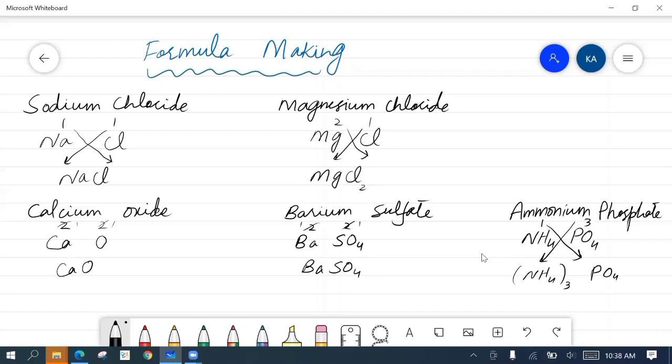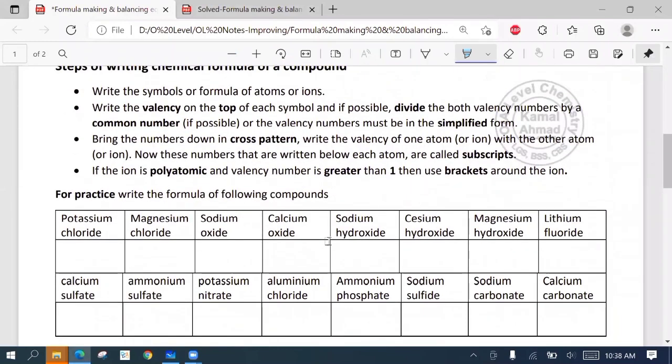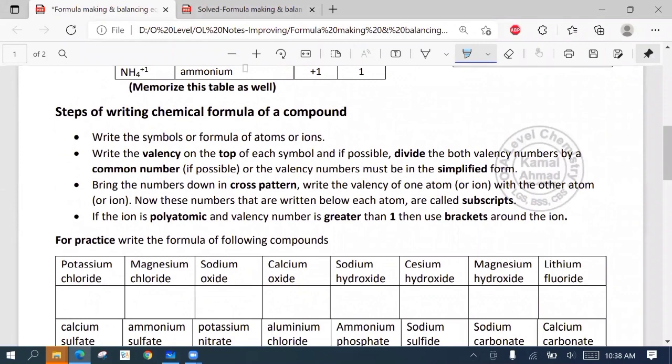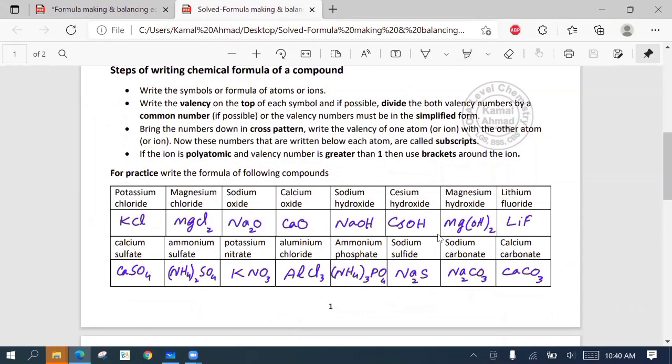In a similar way we can write the formula of other ionic compounds. In my worksheet, below there are some compounds, and before that there are the steps which have been followed to write the formula of these ionic compounds. Now we can write the formula of the ionic compounds given in the table below for our practice. Do practice writing the formula of these ionic compounds, and after that you can check your answer from this table. This is the solved one.